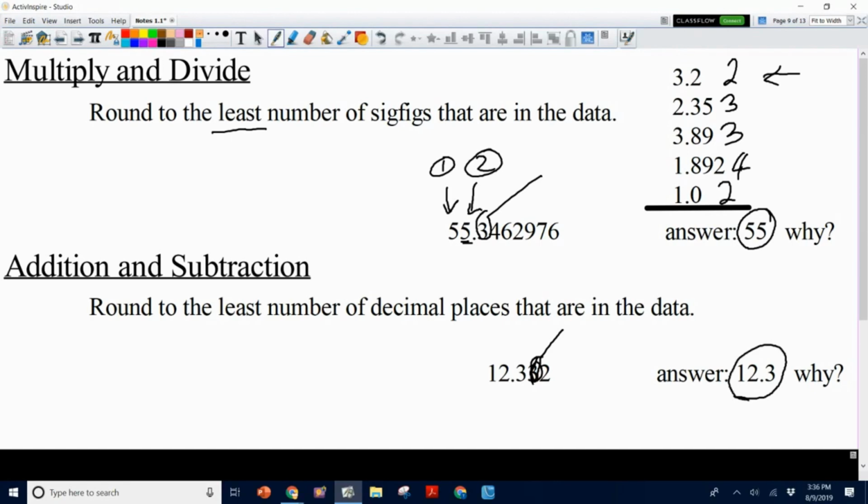Most of the math that we're going to be doing in chemistry is multiplying and dividing. Occasionally, we'll use the addition subtraction rule. So make sure you're clear on that.